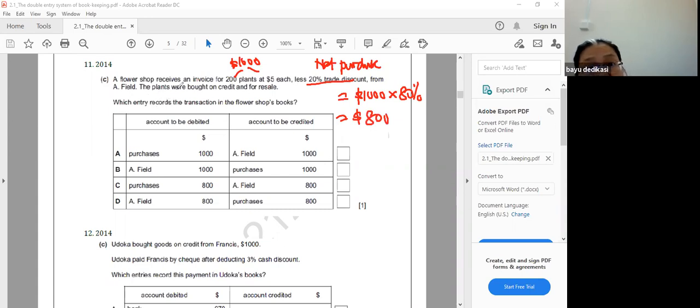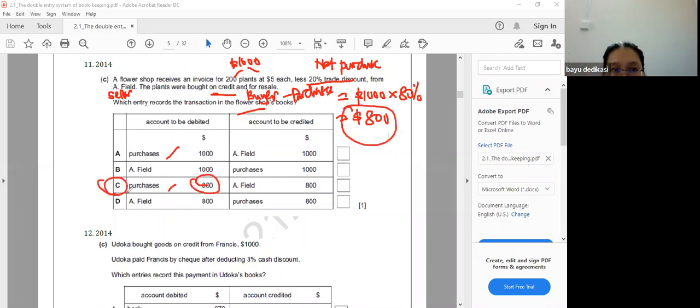Next. The plants were bought on credit and for resale. On credit means that they didn't pay. From who, this one? This is a seller. What is recorded in the flower shop? Flower shop is a buyer. So start from the buyer's point of view, this is purchases. So purchases account receives, but what amount? 800 only. So the answer is C.